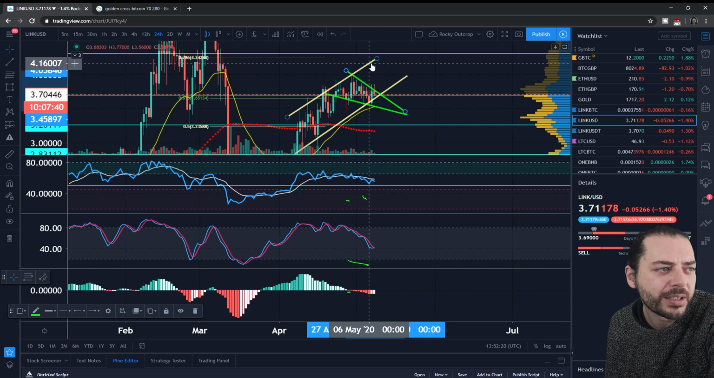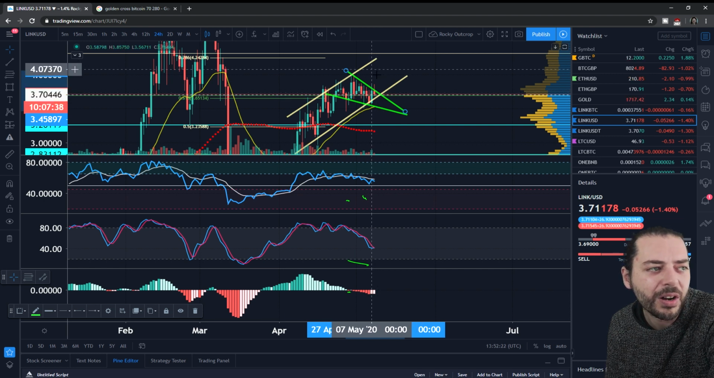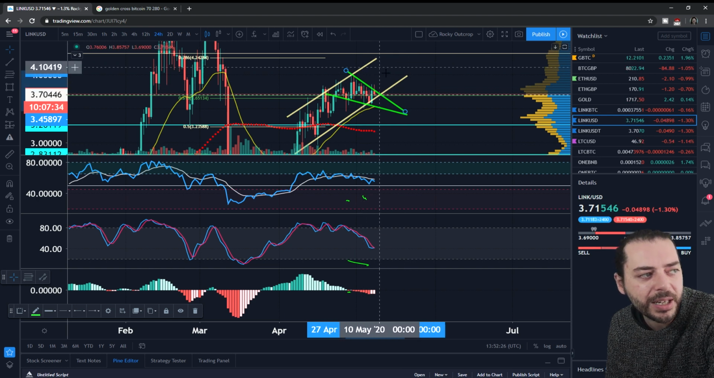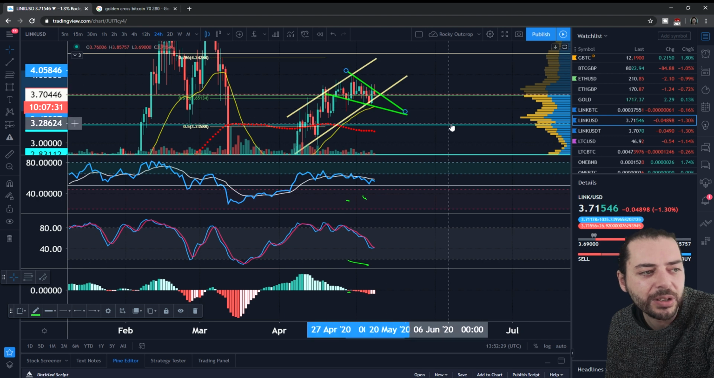Should we get a breakout from this, then the top side target you're looking towards has got to be realistically $4, and anything above that is going to be considered greedy at the minute. But if you did want to be greedy, then you could look to 420.